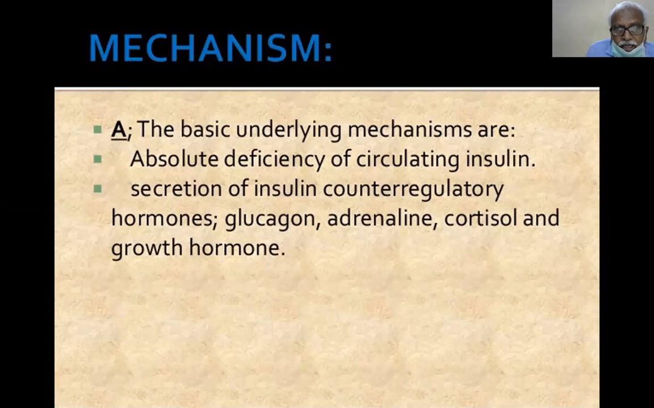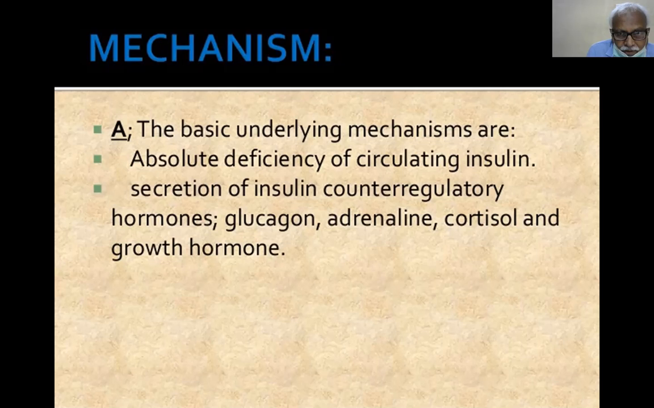The basic underlying mechanisms are absolute deficiency of circulating insulin. So when the beta cells of pancreas are not at all producing any insulin, we call it as absolute deficiency of circulating insulin. Secretion of insulin counter-regulatory hormones. So you know pretty well, the glucose will be elevated by glucagon, adrenaline, cortisol, and growth hormone. These are all the things that will counter the activity of insulin. So secretion of insulin counter-regulatory hormones.